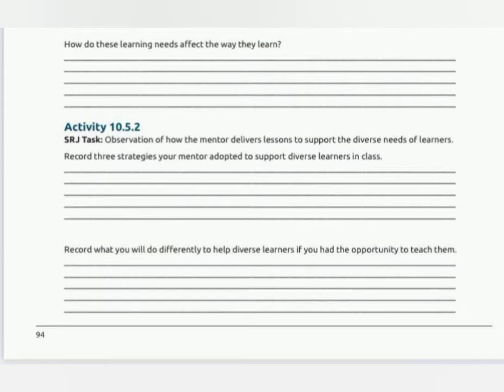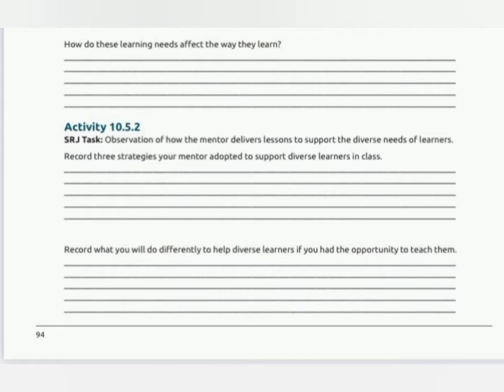Moving on straight away to activity 10.5.2, our SRJ task is observation of how the mentor delivers lessons to support the diverse needs of learners. So we know that students are different when it comes to everything. Some learning needs of students are very different. So in our SRJ task, we are going to look at some of the ways that these mentors support the needs of these learners, taking into consideration your two students identified above.